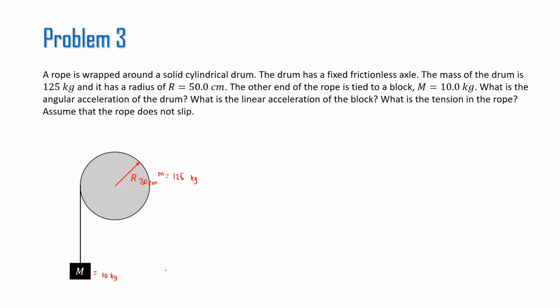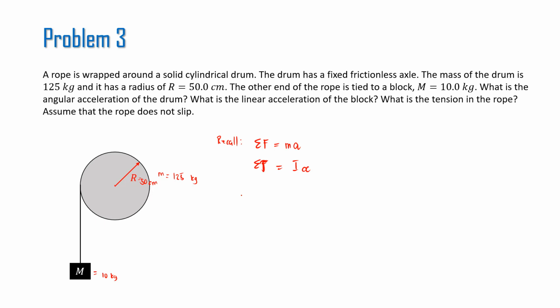What is the angular acceleration of the drum and what is the linear acceleration of the block? And we are also asked to find the tension in the rope, assuming that the rope does not slip. Okay, so for this problem, we will need to use both the linear and the rotational versions of Newton's second law of motion. So we have to recall the linear version: summation of F equals ma. And then for the rotational version, we have torque is equal to I alpha.